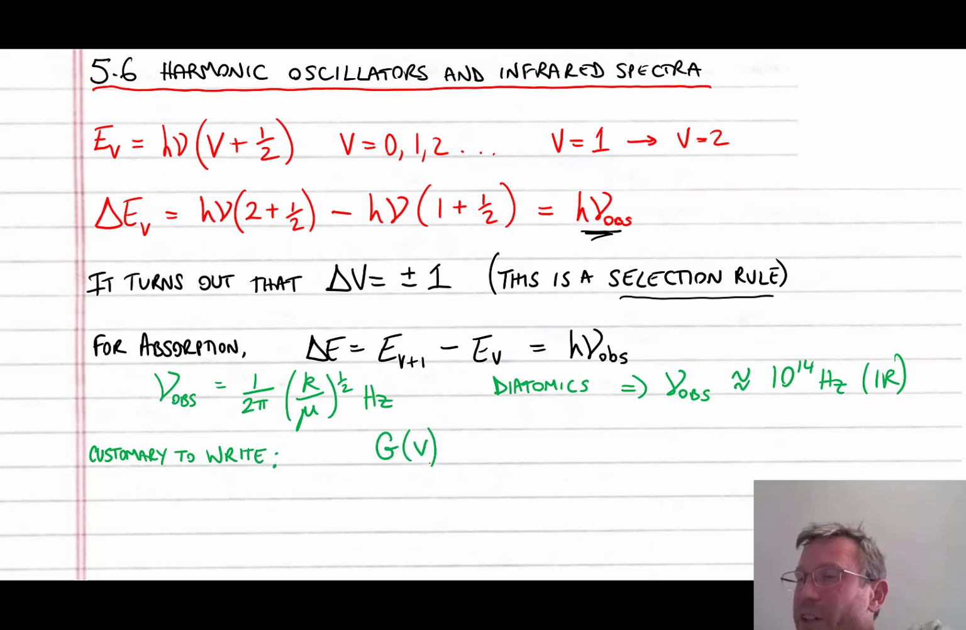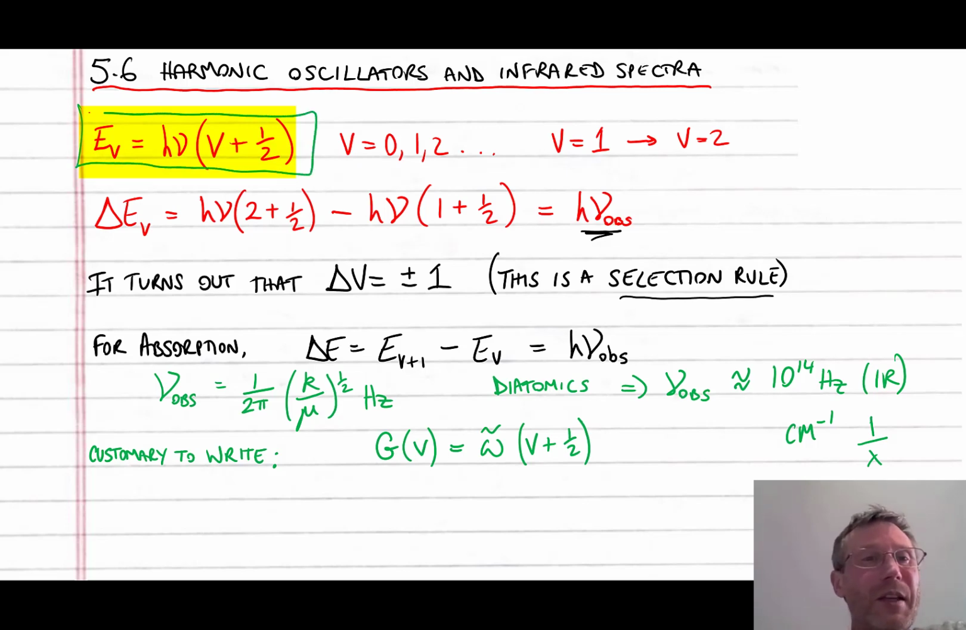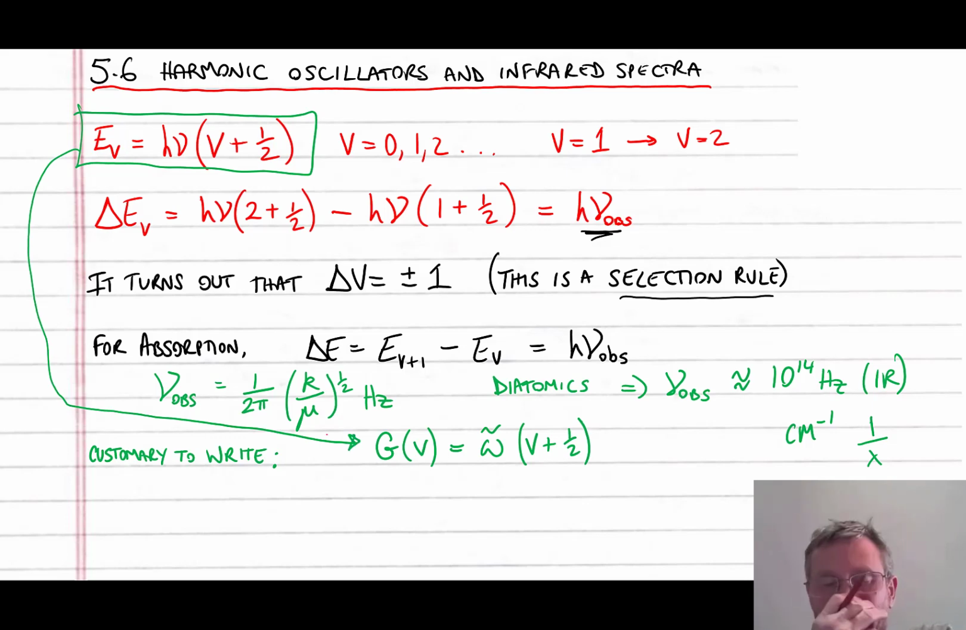G, also a function of V, and here's why it's a function of V, is equal to the frequency in wave numbers. Wave numbers have units of centimeters to the -1. It's like 1 over a wavelength. We'll come to that in a second, but this term is omega squiggle, I guess, and inside the brackets is V plus a half. So where do we get this from? Well, this simply comes from the expression up here, but it's clearly been modified a little bit.